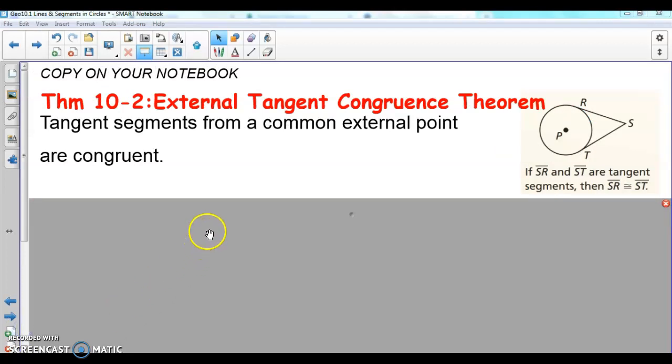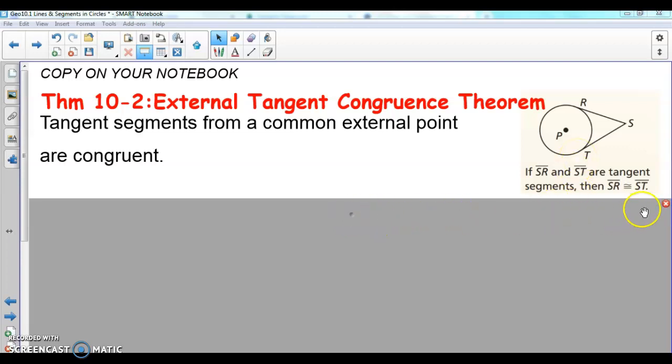The next theorem is called the external tangent congruence theorem. It means that tangent segments from a common external point are congruent. If you look at this figure, the two tangent segments being referred to are segments SR and ST. They come from a common external point, which is point S. According to this theorem, segment SR is congruent to segment ST. So let me emphasize that this only happens when both segments are tangent to the circle.